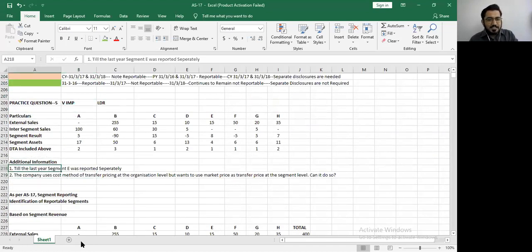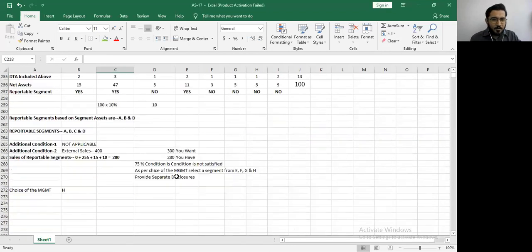It says till last year segment E was reportable. My question to you is, I am saying last year segment E was reportable. Is segment E reportable in the current year? Yes, a segment which is not reportable in the current year, but it was reportable in the previous year, still separate disclosures are required in the current year. Okay, let's put that also as our answer.